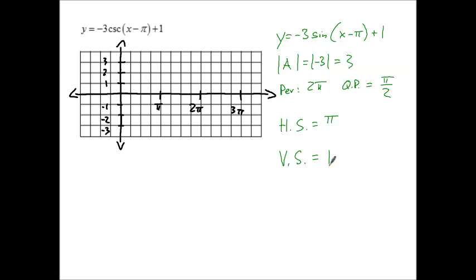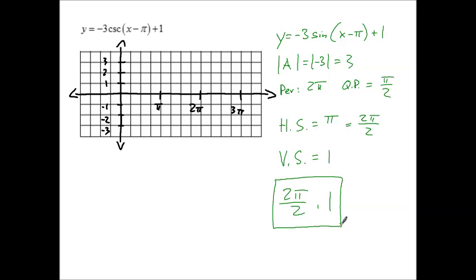Since our quarter period is pi over 2, we're going to put the horizontal shift on the same denominator. That makes it 2 pi over 2. It's just easier for us to graph. And horizontal shift and vertical shift together will give us the initial point for our sine function, 2 pi over 2 and 1.